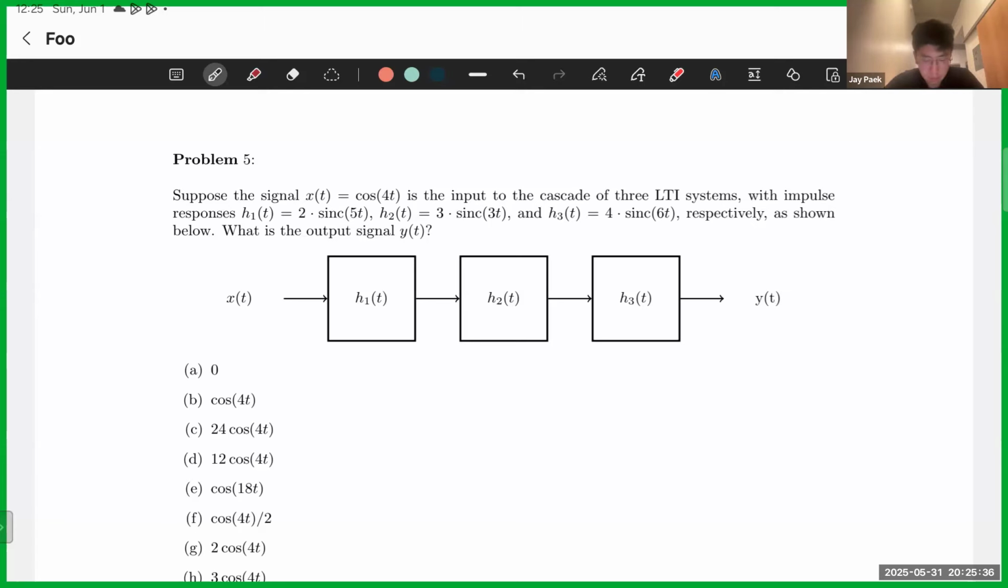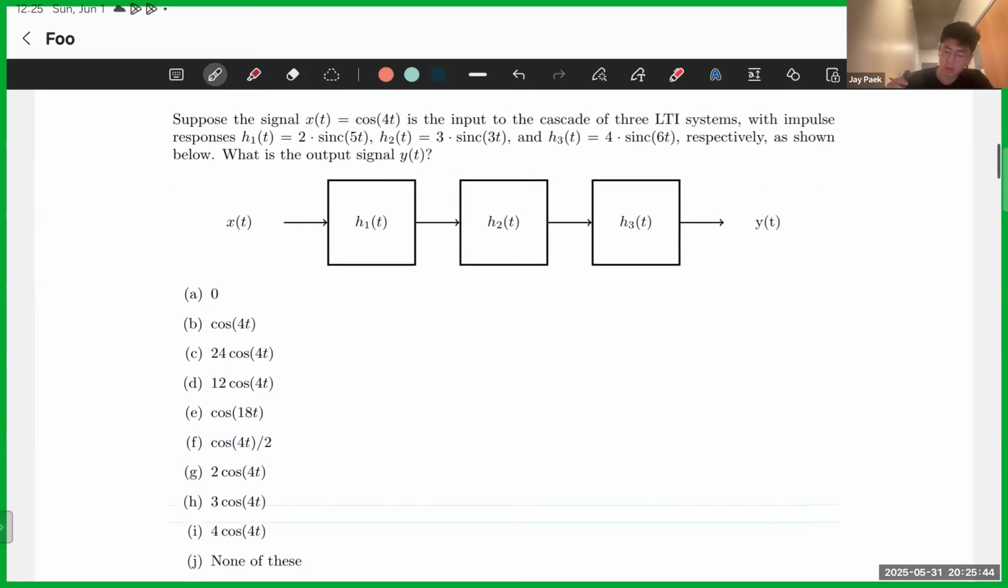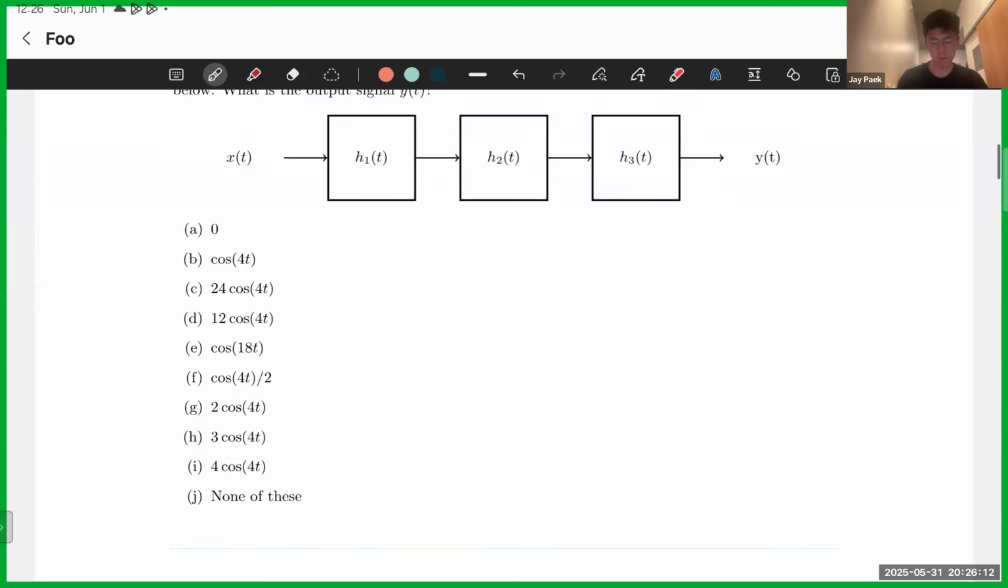All right. Suppose the signal x of t is cosine 4t and the input to the cascade of 3 LTI systems. What impulse responses are shown below? It's kind of cheating that I know the answer already, but my first initial reaction, even if I didn't know the answer choices, is that I have a cosine function, which is just 2 delta functions, and I have 3 rect functions. So it should be very clear that my output will either be a cosine function or 0, no matter what. Hopefully that's clear to everyone.